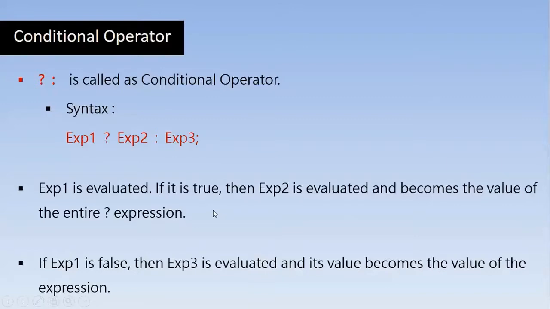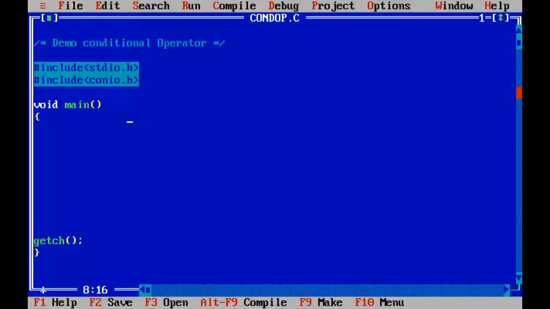Now I'll show you the conditional operator with an example. In this program, I'm going to check for the biggest of two numbers using the conditional operator. First I'll be using two variables, num1 which has the value 10 and num2 which will hold the number 20. Let me add the clear screen here.